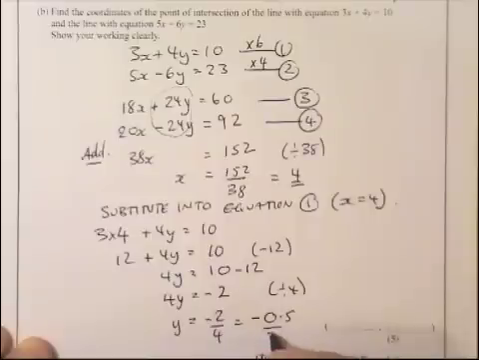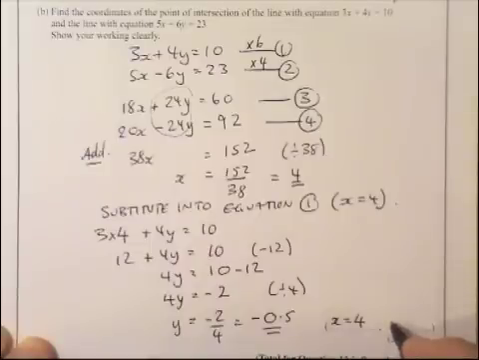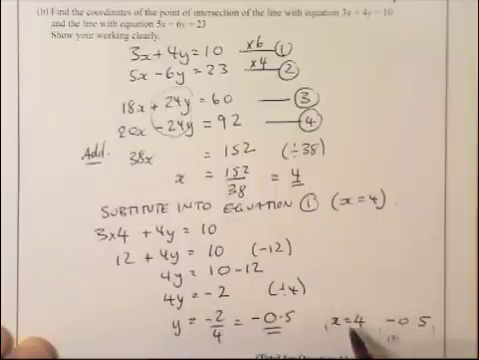So our values are x equals 4 and y equals minus 0.5. It's coordinates they want, so I guess the answer is just (4, -0.5).